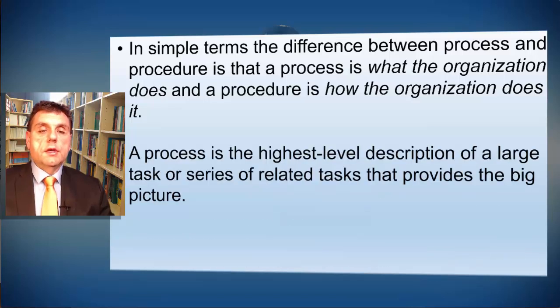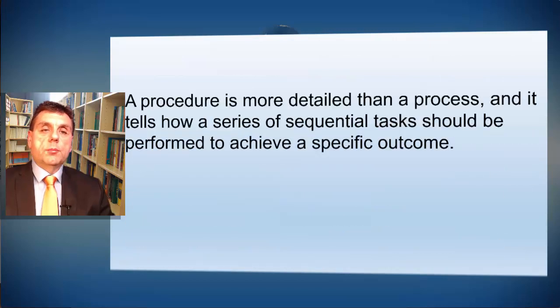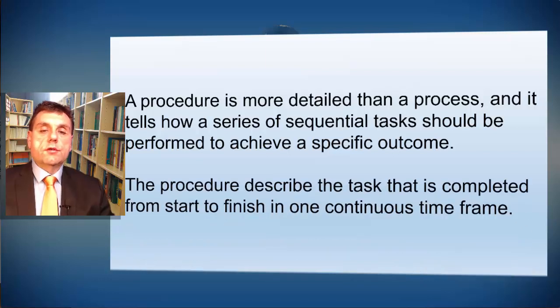A process is the highest level description of a large task or series of related tasks that provides the big picture. The process sometimes involves multiple procedures that are necessary to fully describe it. A procedure is more detailed than a process, and it tells how a series of sequential tasks should be performed to achieve a specific outcome. The procedure describes the task that is completed from start to finish in one continuous time frame.